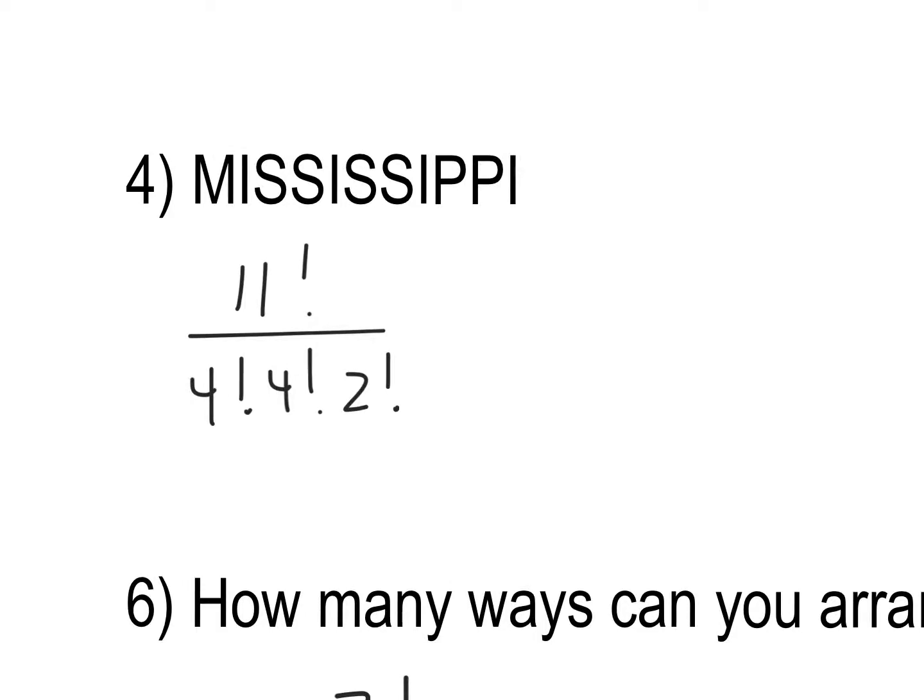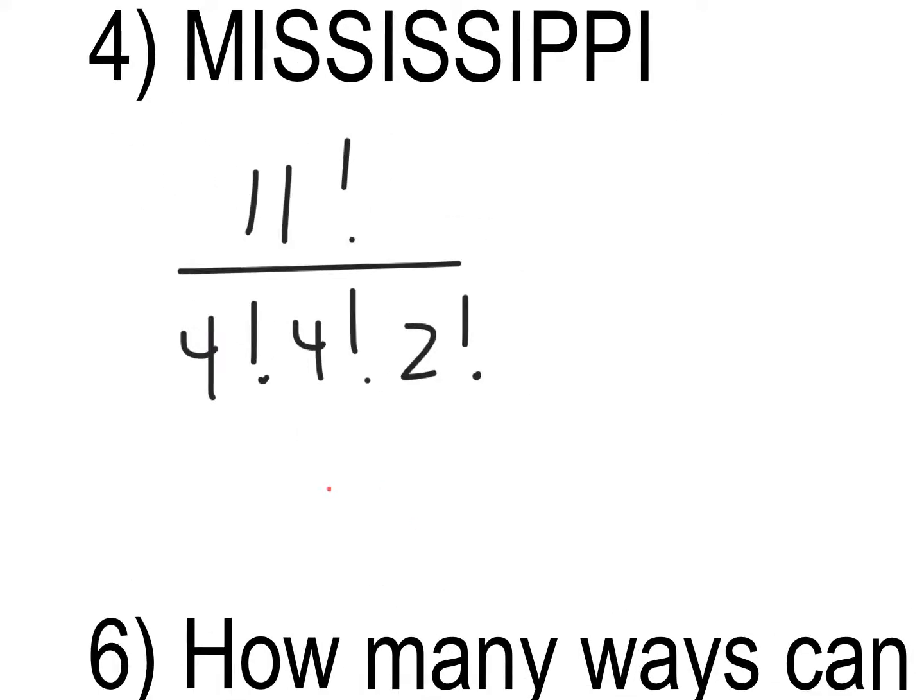So there are 11 letters in Mississippi. That's the numerator, 11 factorial. But the S is repeated 4 times, so that's why I have a 4 factorial down here. There's also 4 different I's, so there's another 4 factorial down there. And then the P repeats twice, so there's a 2 factorial. So each of these corresponds to a letter: this one's for the S's, and S has 4 of them. The I, there's 4 of those, and there's a P, there's 2 of those.